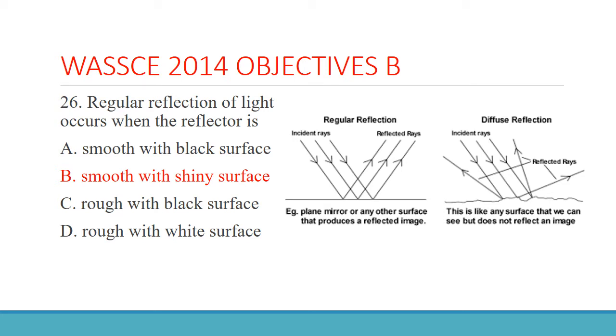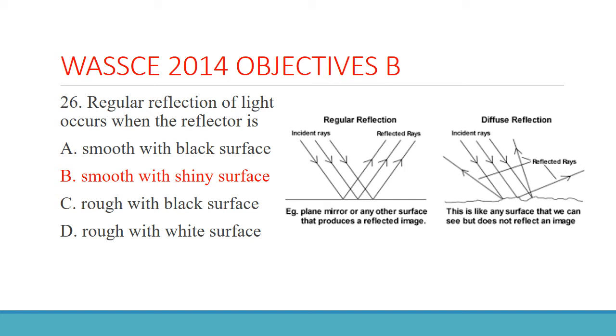But when a surface is, for instance, rough, then of course the incident rays are going to be scattered, so they are not going to be reflected in the same direction. So you are going to have what you call a diffuse reflection. Sometimes we call it irregular reflection. In other words, the reflection is not regular, it's not ordered, it's diffuse, it's scattered reflection. And that occurs on a rough surface like a wall.